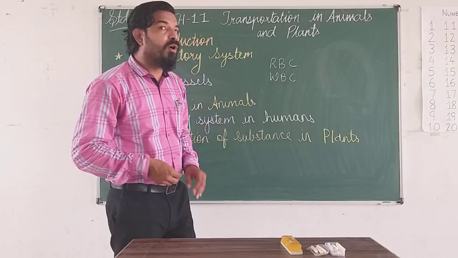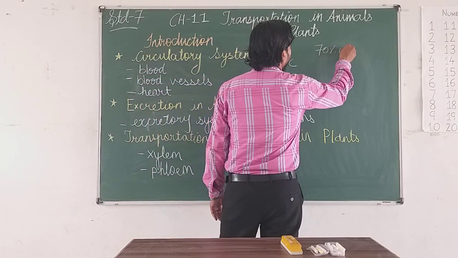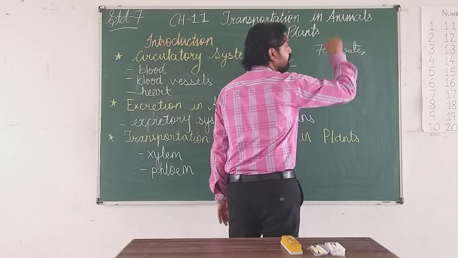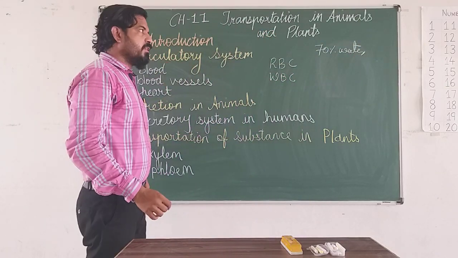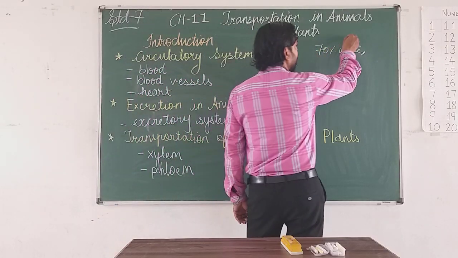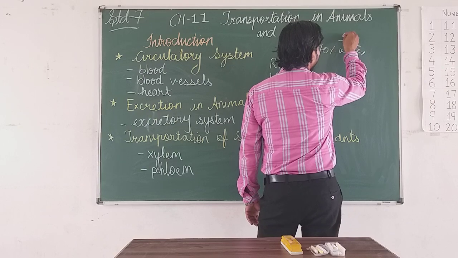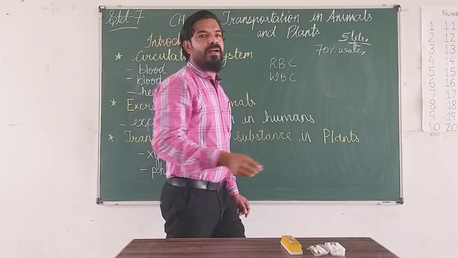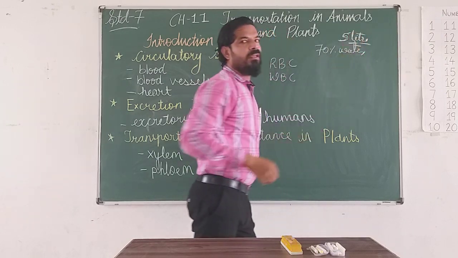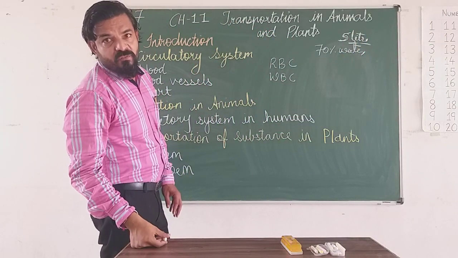So blood contains what? Blood contains 70% of water. Is it? Blood contains 70% of water. That means in an adult body the blood is 5 liters. Okay. 5 liters of blood in your body, and this 5 liters of blood contains 70% of water.